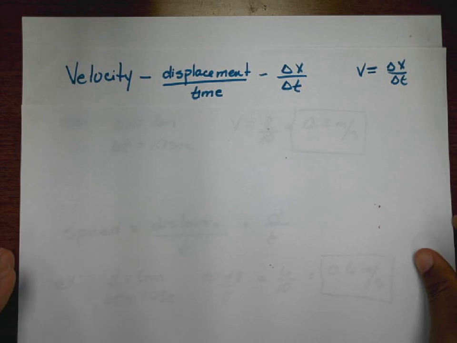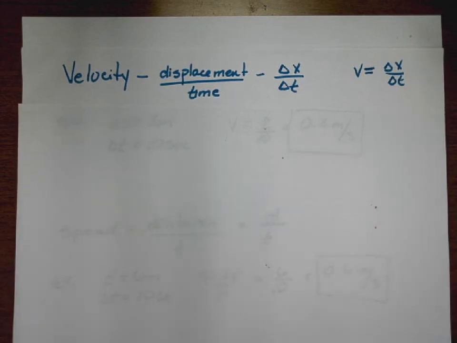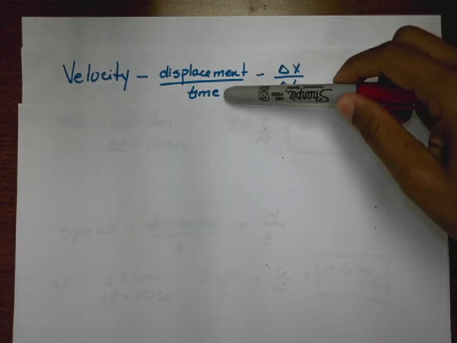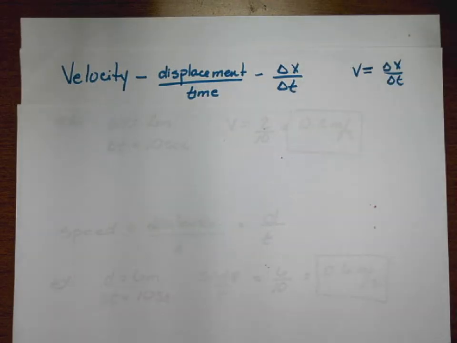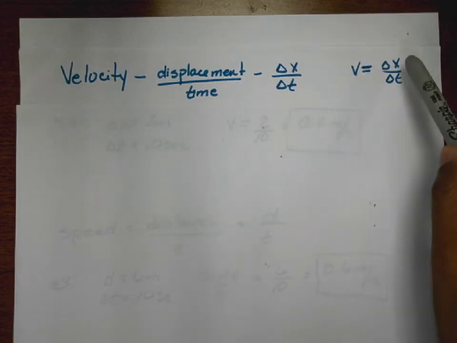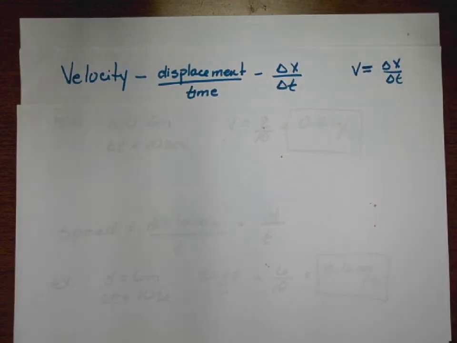Now what I want to talk about is the difference between velocity and speed. Velocity is defined as displacement over time, delta x over t. In fact, that is the equation for velocity. V is delta x over t. That means I have to pay attention to the change in the position.